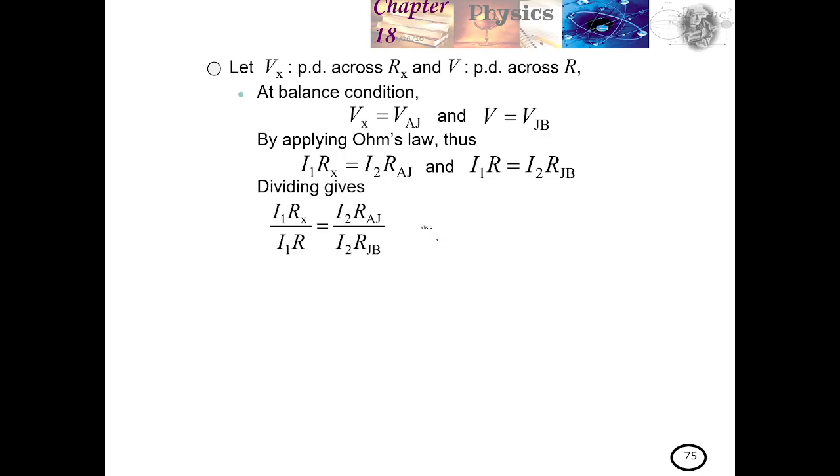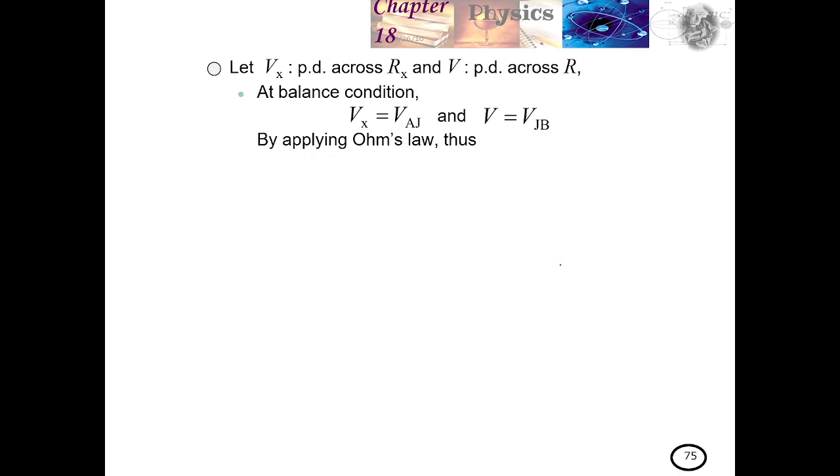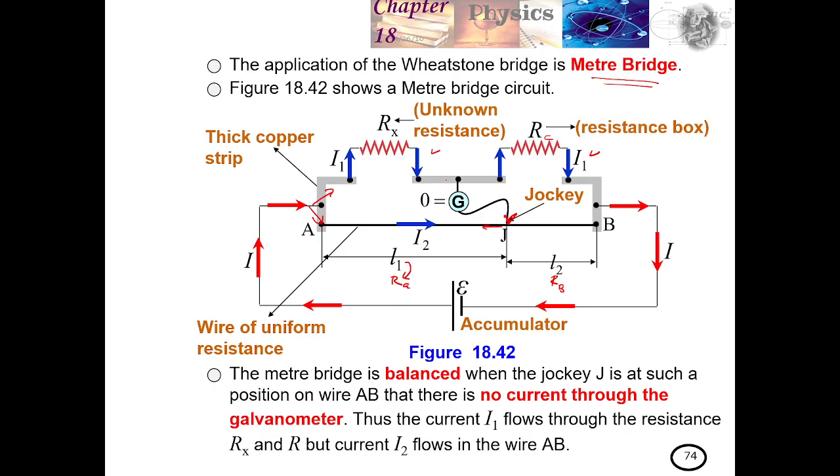Okay, dividing this, you can get Raj equals rho L over A, where rho is the resistivity. Okay. Rjb equals rho L over A, and you have Rx equals L1 over L2 times R. Okay, so L1 over L2 times R.